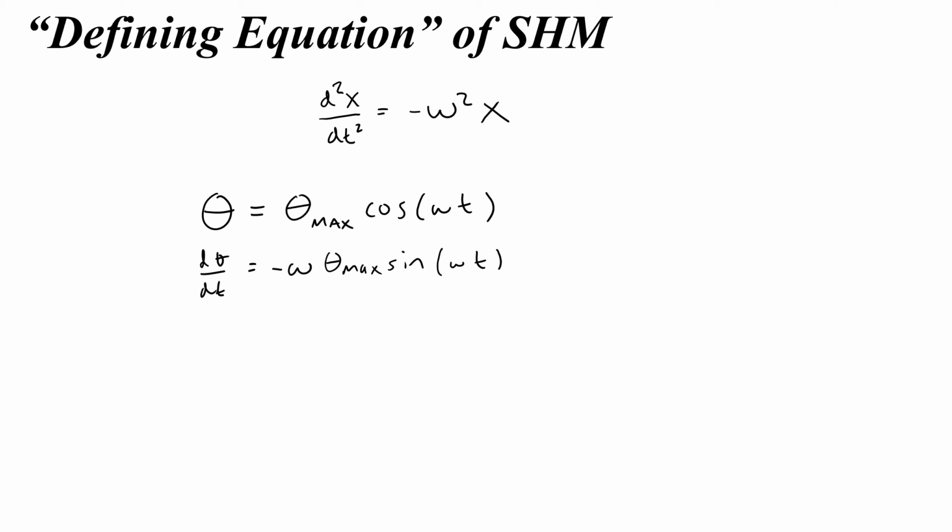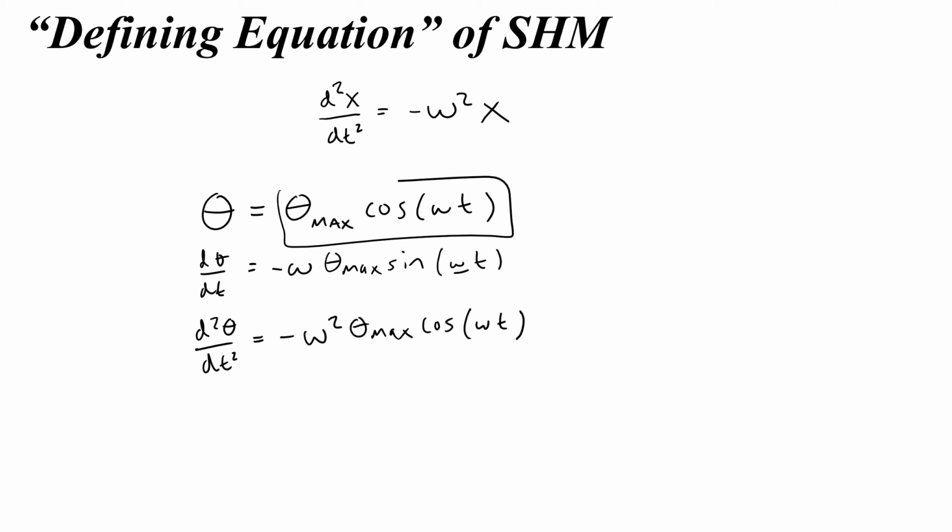Then if I take the derivative one more time, I'll get the second derivative of position with respect to time, which is the acceleration, is equal to negative omega squared, because another omega is going to come out of the argument, theta max, and then sine turns into cosine, and there's no sign change because the derivative of sine is just a positive cosine. Okay, now here we have something very interesting.